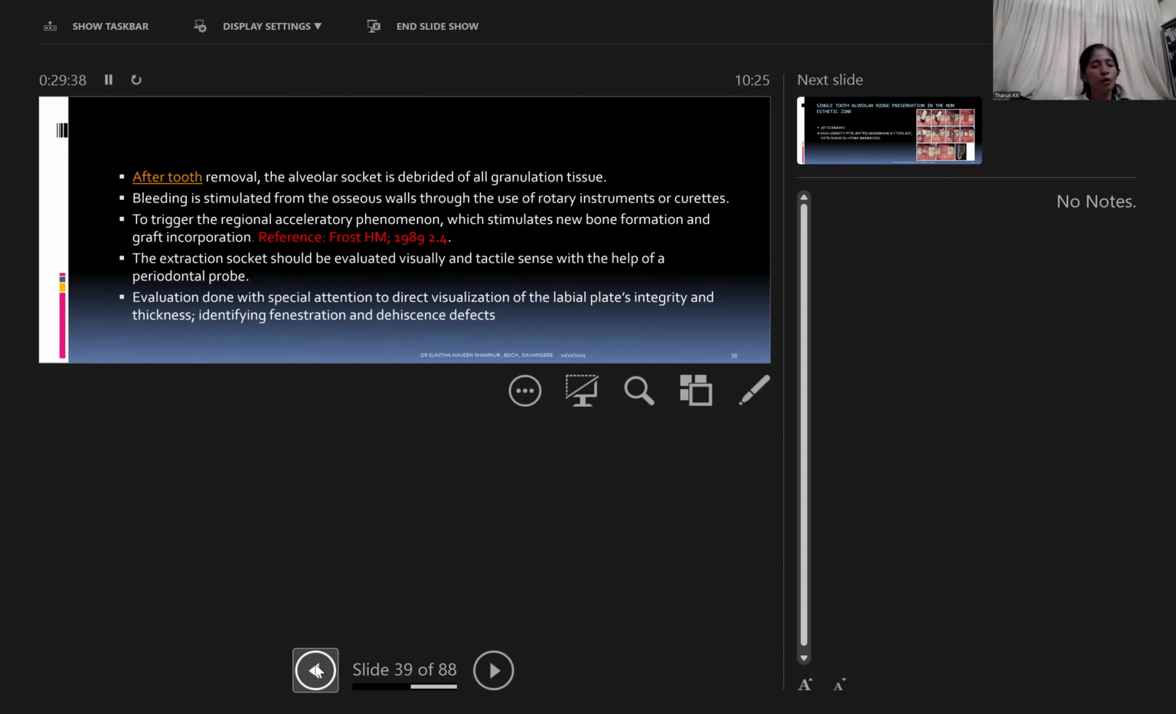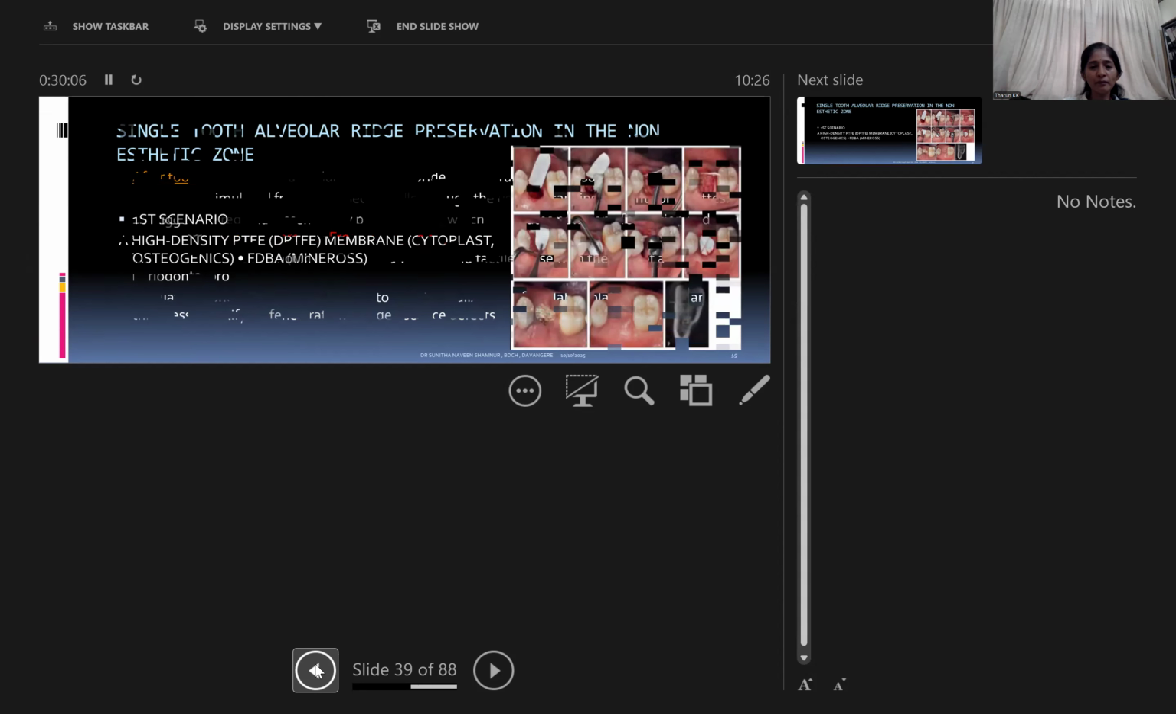Now, how do we go about it? Obviously, after the tooth removal, you want to create a nice bed for the osseous regeneration. So you need to debride the socket free of granulation tissue. Then you need to induce fresh bleeding into the socket, either using your curettes or any of the rotary instruments, and then visualize it thoroughly with the help of your periodontal probe, and then go ahead and place your graft materials.